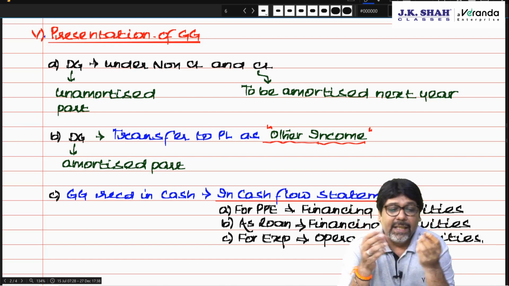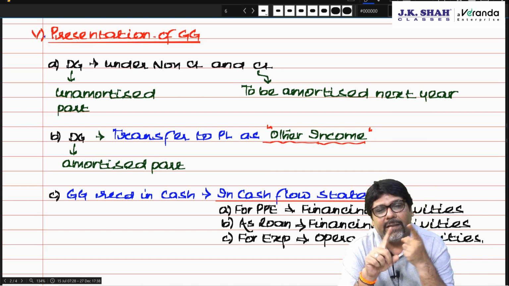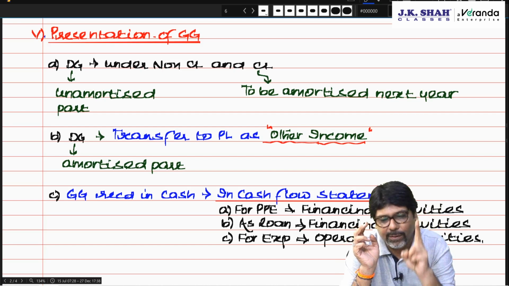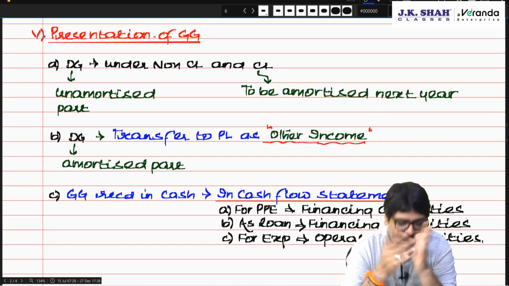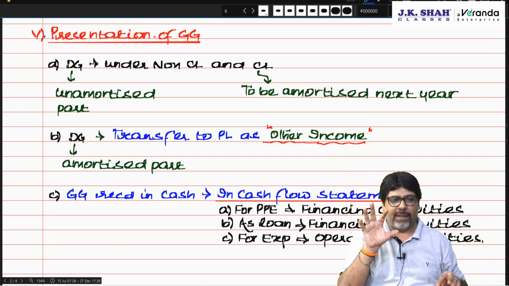Am I clear? GG received in cash will come in the cash flow statement also. If you have received the money for PPE, then it is known as financing activity. As loan, then financing activity. For expenses, then operating activity. Am I clear? So, sir, 5,000 loan we have received, correct.